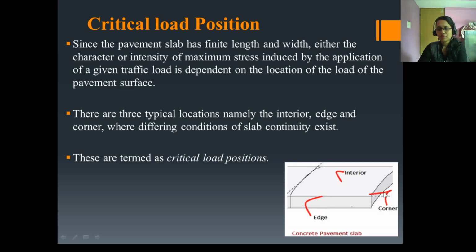In the interior loading, the load is applied on the slab surface at any place removed from all the edges. In the edge loading, the load is applied on the edge of the slab at any place removed from a corner. In corner loading, the center of the load application is located on the bisector of the corner angle formed by two intersecting edges of the slab, and the loaded area is at the corner touching the two corner edges. These are termed the critical load positions.